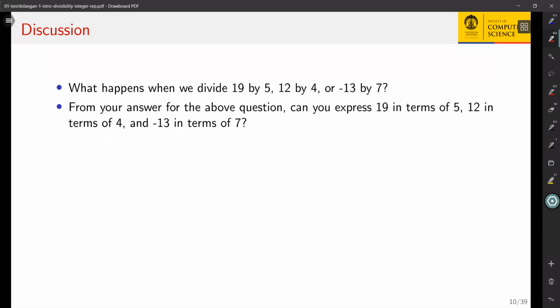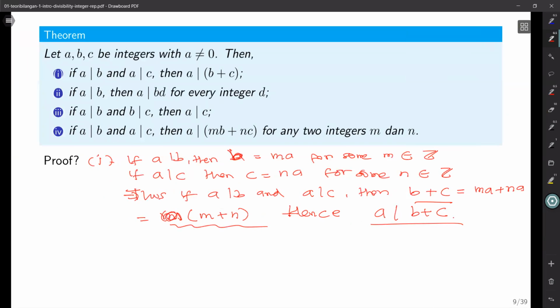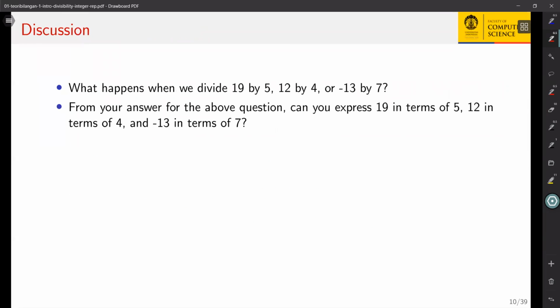So in the previous theorem, we talked about the numbers that divide another number, so essentially divisibility relations, where the divisibility relation holds, right? Now, in the next part, we will look at the other case, namely when a number does not divide the other number. So for example, what happens if we divide 19 by 5, 12 by 4, and minus 13 by 7?